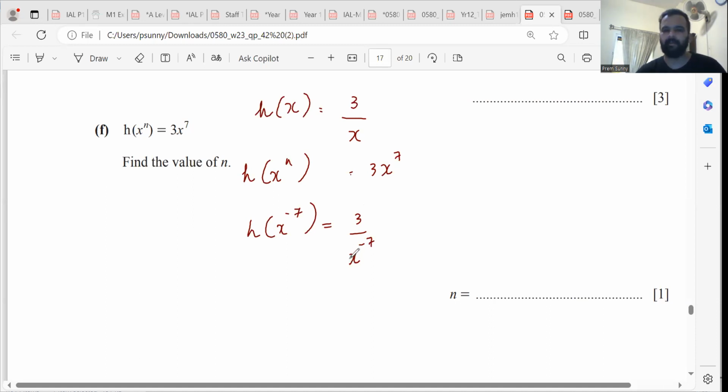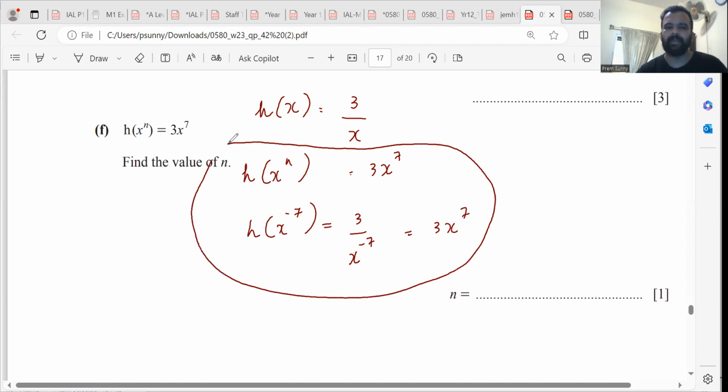This is just a trial and error method. H of x is 3 by x. So h of x to the power of something, we got the answer as 3 into x to the power of 7. Now, instead of x, I replace it with x to the power of minus 7. So our answer will be 3 divided by x to the power of minus 7. X to the power of minus 7, when we take it to the numerator, it will become 3 into x to the power of 7. When you compare them both, we can see that the value for n is minus 7.